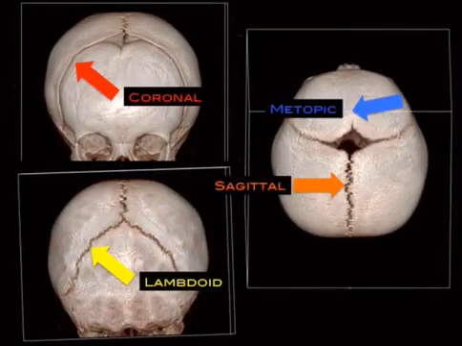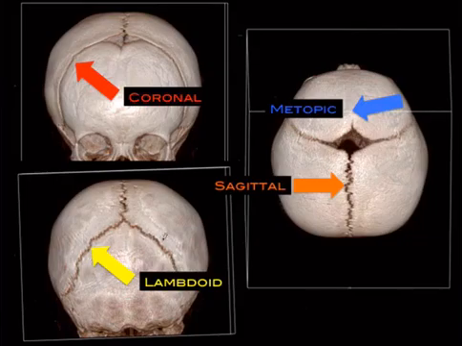So what is a lambdoid? That's the name of the posterior suture, this yellow one here, in the back of the head. This is the front of the head. There are the eyes. Back of the head, lambdoid.